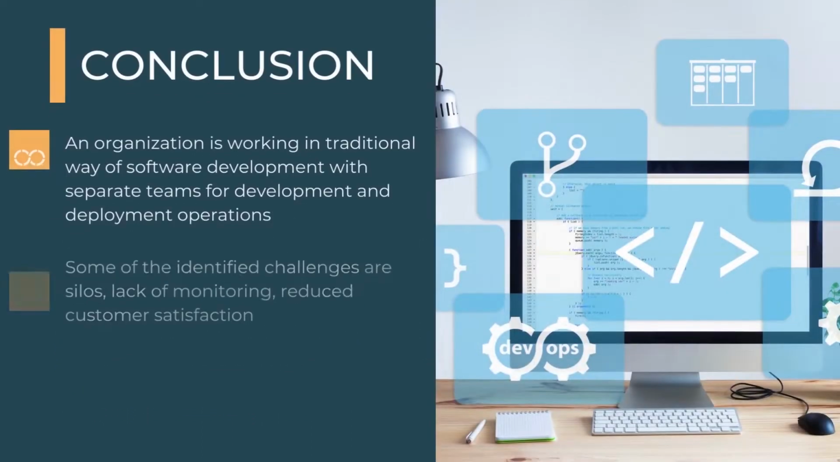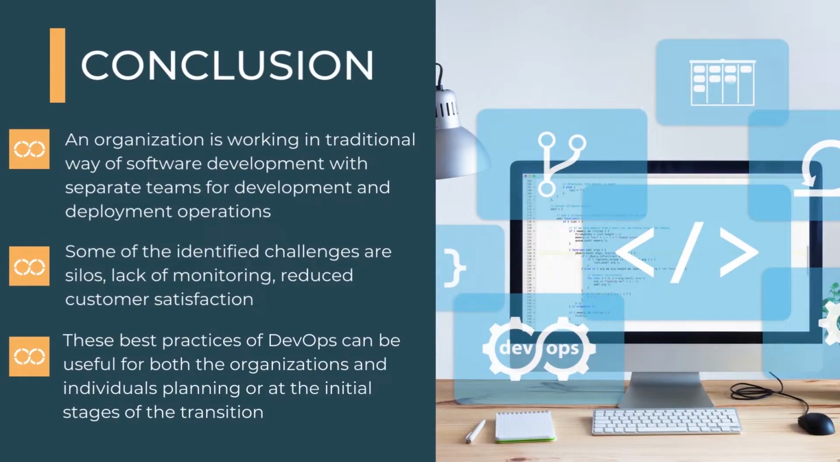We shall take a problematic situation and discuss how DevOps can help overcome it. An organization is working in the traditional way of software development with separate teams for development and deployment operations. There are several issues identified in the organization during the development process. Some of the identified challenges are silos, lack of monitoring, reduced customer satisfaction, and a slower delivery process. DevOps practices in the organization could solve most of the problems faced. The benefits that can be assured are knowledge sharing among teams, continuous integration, continuous delivery, continuous monitoring, and improved customer satisfaction.